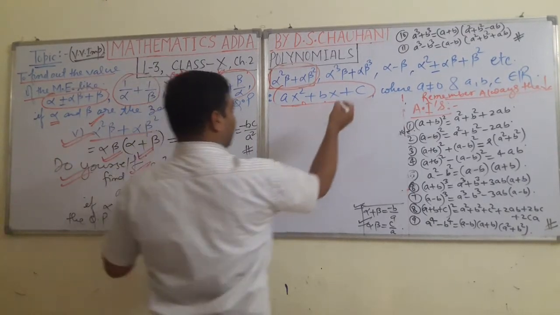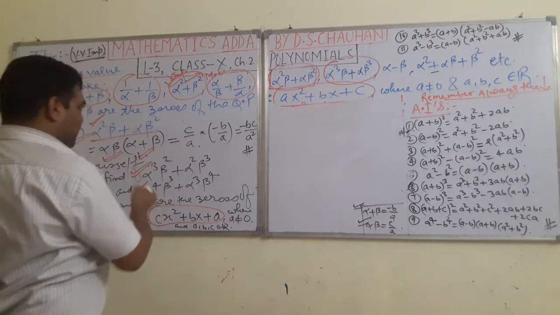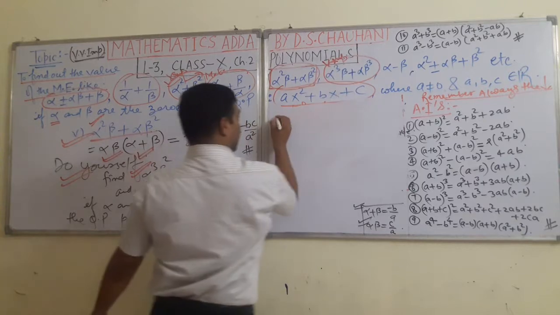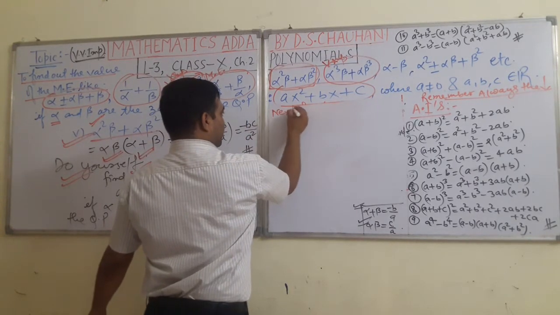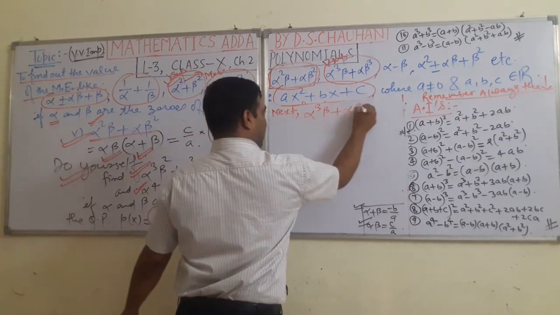The next thing is alpha cube beta plus alpha beta cube. Just a similar question but quite different, very very important. See it. Now next, which is best to find here: alpha cube beta plus alpha beta cube.